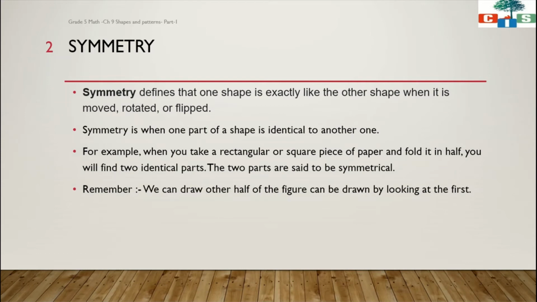And one important thing is that we can draw the other half of the figure by just looking at the first. Okay, suppose I give you a half circle or half square, you can draw the other half by just looking at the first one. Okay, and such a shape or figure is known as a symmetrical figure, symmetrical shape. Okay scholars, now we will see about line of symmetry.